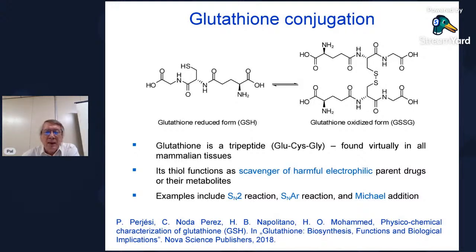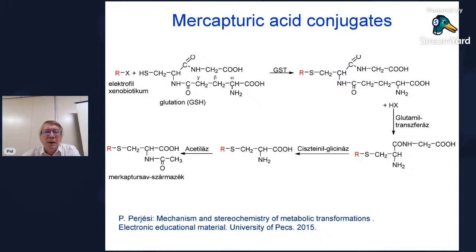That's why the glutathione tripeptide has some very specific stability in the body. The thiol function of glutathione, as mentioned, is a scavenger of harmful electrophilic drugs, metabolites, and even radicals, and they can be involved in nucleophilic substitution reactions and the previously mentioned Michael reactions as well. It has two forms, the reduced form and the oxidized form. The oxidized form is the disulfide derivative. In this equilibrium, however, under normal physiological conditions, it is very strongly shifted towards the reduced form of glutathione.